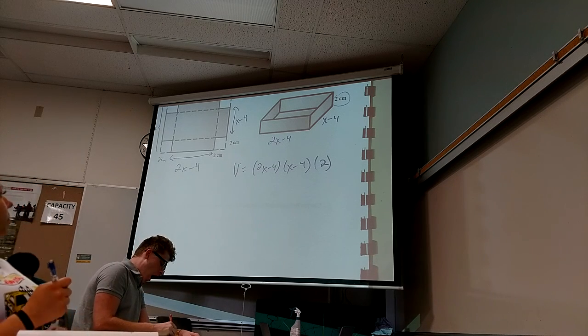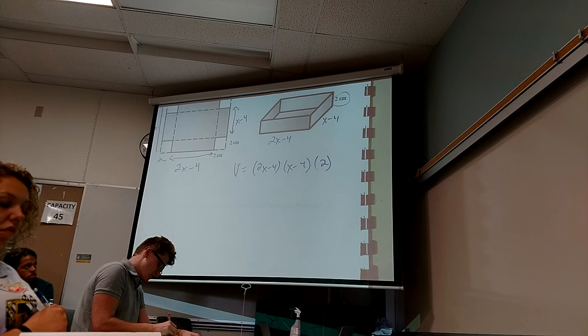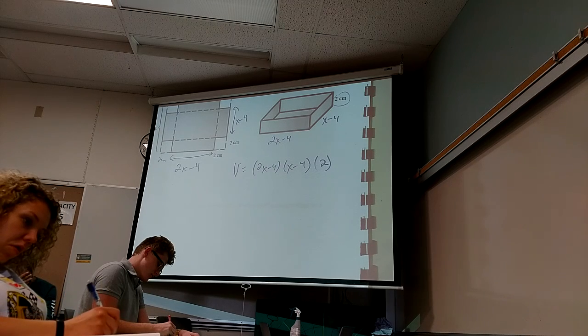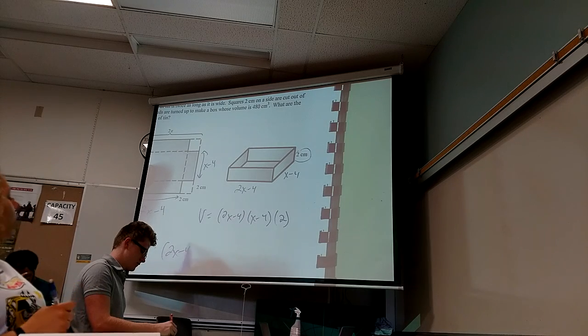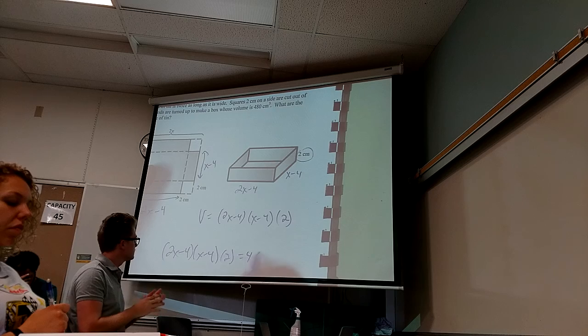But now I know I want that volume to equal what? What do I want the volume to be? What's it say? 480. So I want 2x minus 4 times x minus 4 times 2 to equal 480.